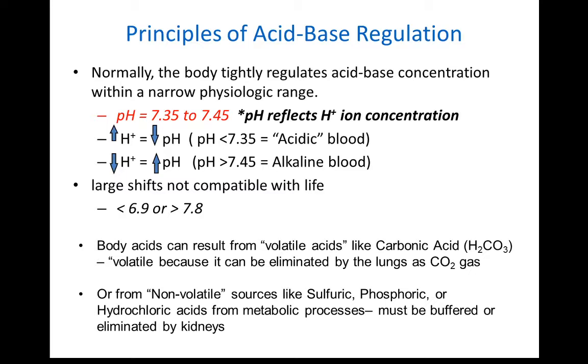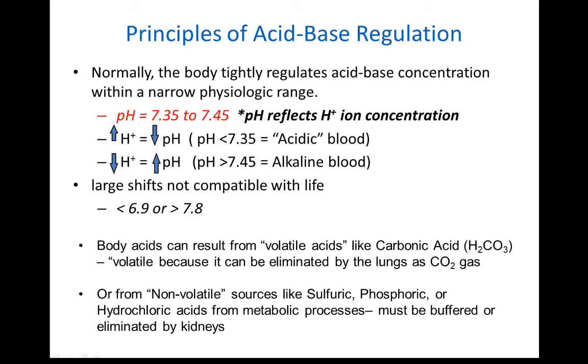So the body's pH is regulated within a very tight range between 7.35 and 7.45. And this is a number that you will want to memorize. pH is a reflection of hydrogen ion concentration.